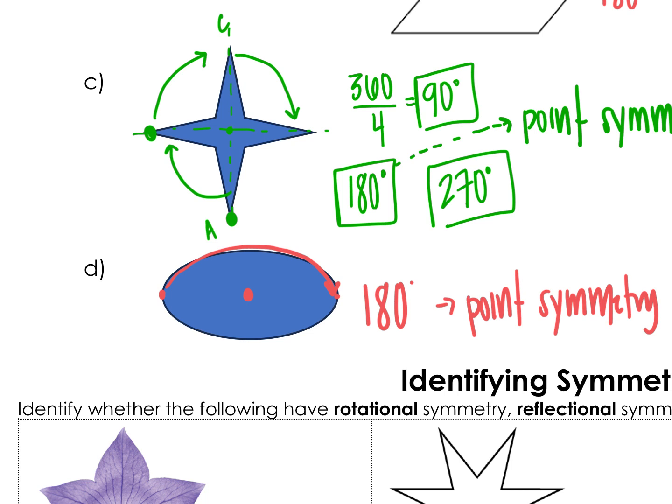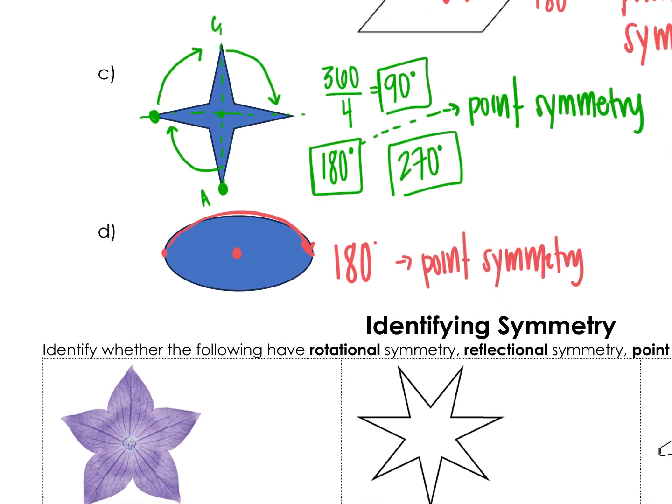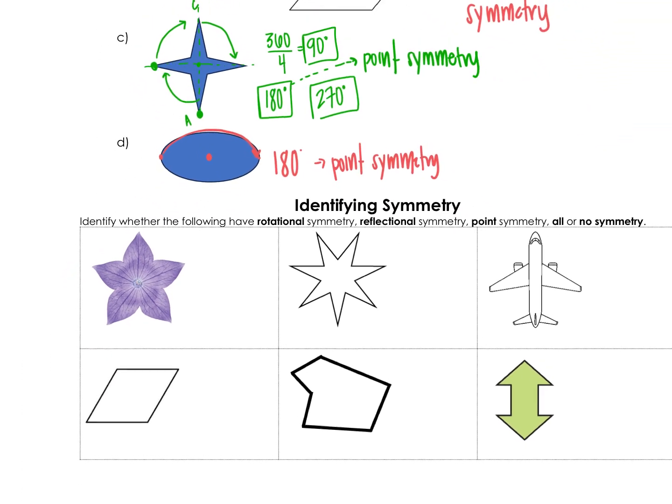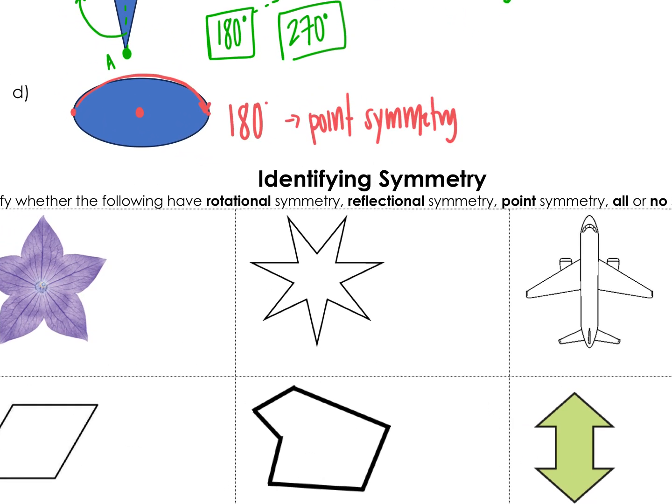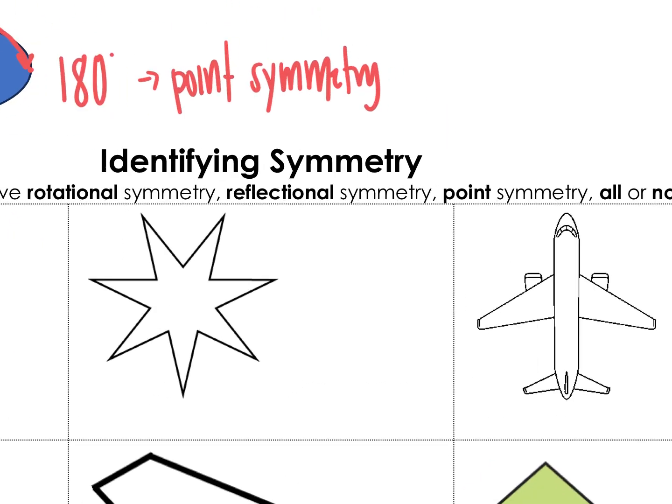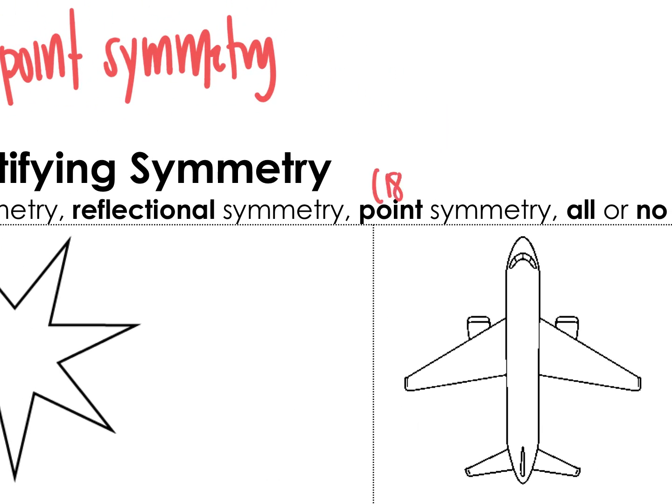We could rotate it 360 degrees, but that doesn't qualify for rotational symmetry because every shape can be rotated 360 degrees and land on top of itself. In these final examples, we're going to put it all together. We're going to identify whether it has rotational symmetry, reflectional symmetry, point symmetry, all of them, or none of them. So just remember, point is a type of rotational symmetry. It means it's rotated 180 degrees.